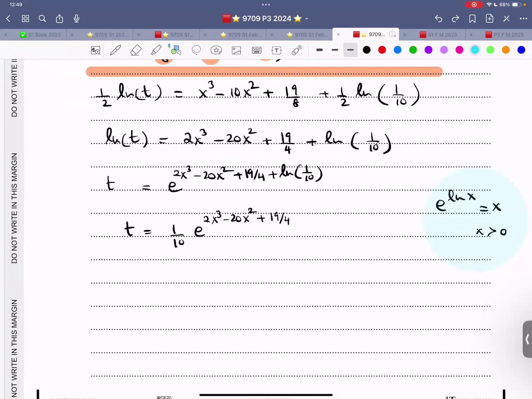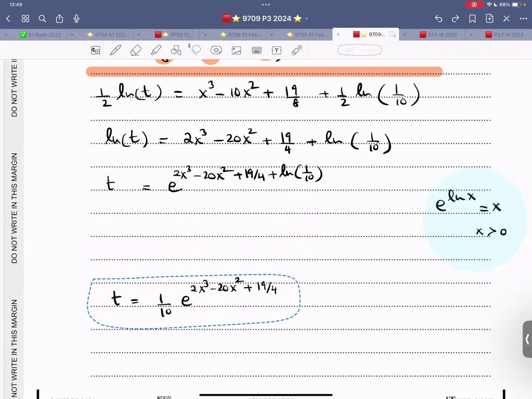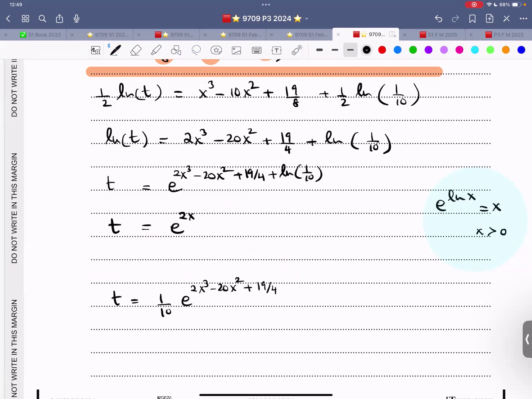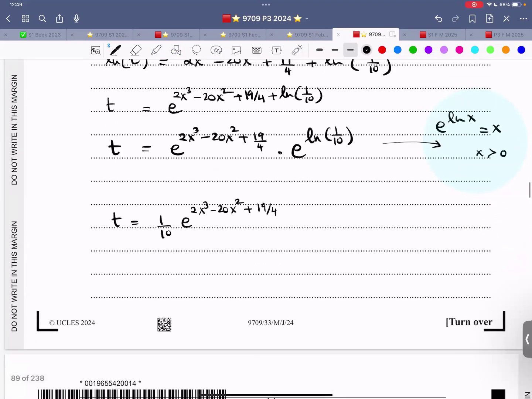I can add one more step to make life simpler for you. Let me write it over here. t is equal to e raised to power of 2x cubed minus 20x squared plus 19 over 4 into e raised to power of ln 1 over 10. So this is an application of this. Therefore, this 1 over 10 comes down and multiplies.